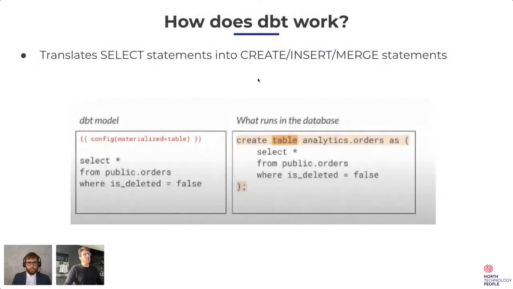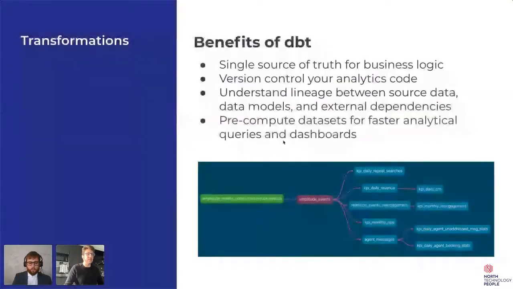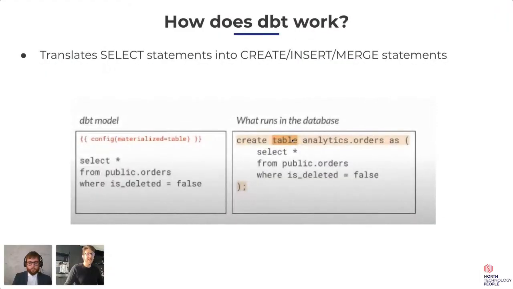To get even more detailed and more specific, at its core, DBT takes regular select statements. So if you're familiar with SQL, this is just a simple select star where you're just pulling out a section of data or a subsection of data, and it translates those select statements into create statements. Where you're creating tables or creating views that represent the SQL query, the select query. That's really all it is. And then it gets more fancy when you're talking about incremental inserts and merges. But at its core, DBT accomplishes the translation of a select statement into a create statement.